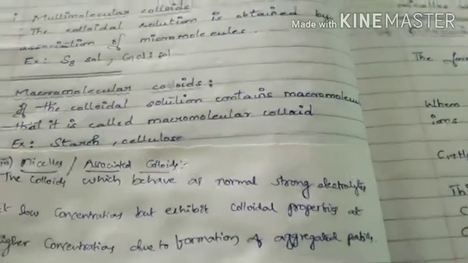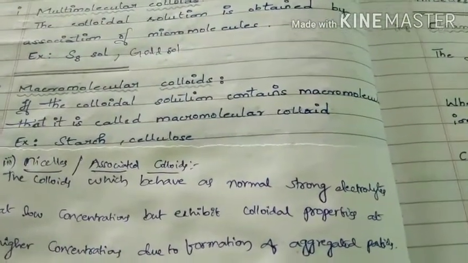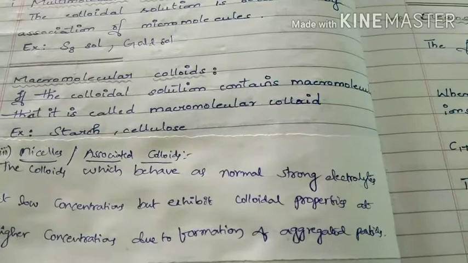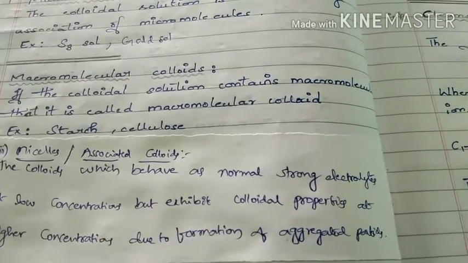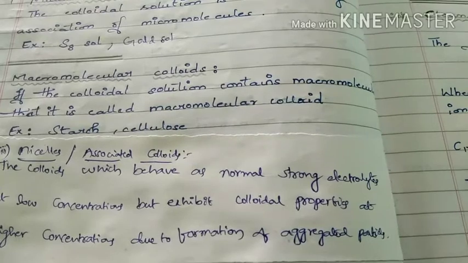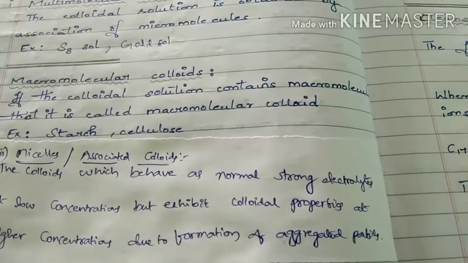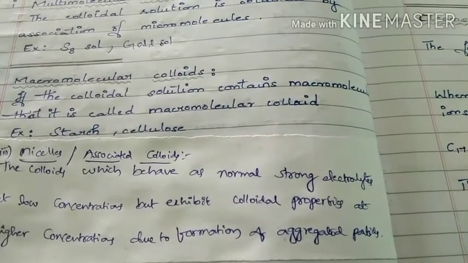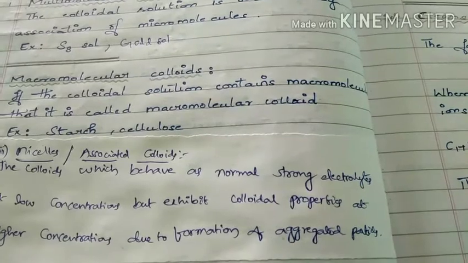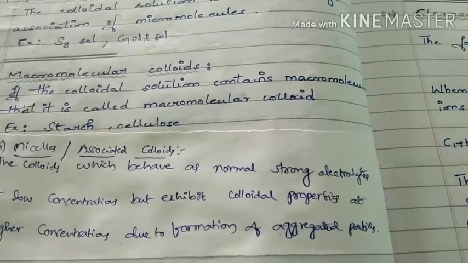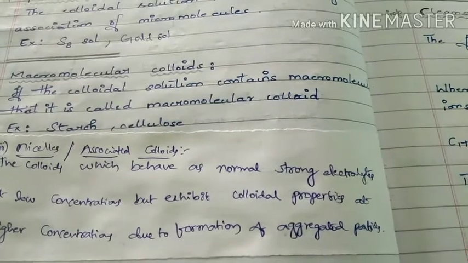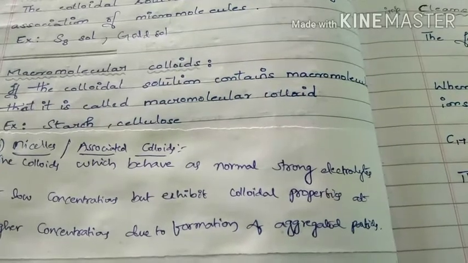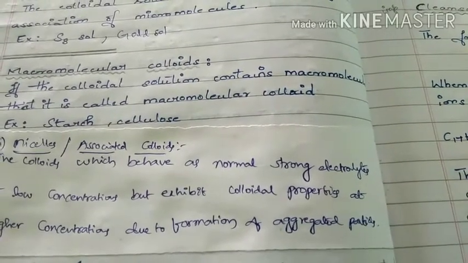Next one is macromolecular colloids. In the previous case small particles, here macromolecules. That means if the colloidal solution contains macromolecules, that is called macromolecular colloids. In the previous case micromolecules, in this case macromolecules. For example, starch and cellulose. These are macromolecules because each starch contains 200 to 1000 glucose units. Starch is a polymer. Similarly, cellulose is also a polymer. These are natural polymers because they occur in nature.